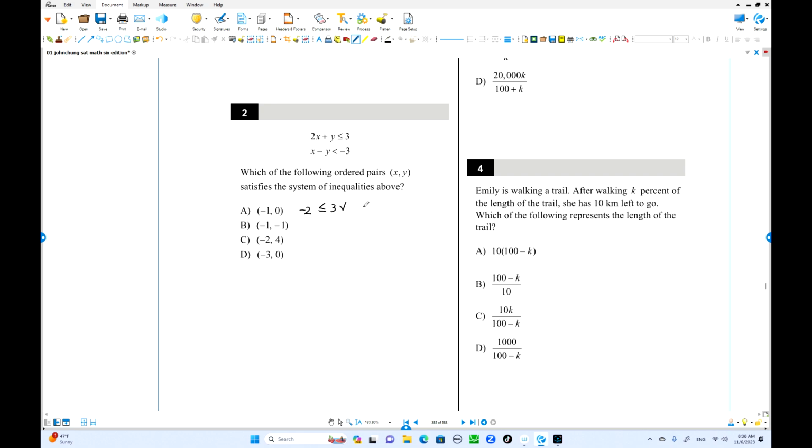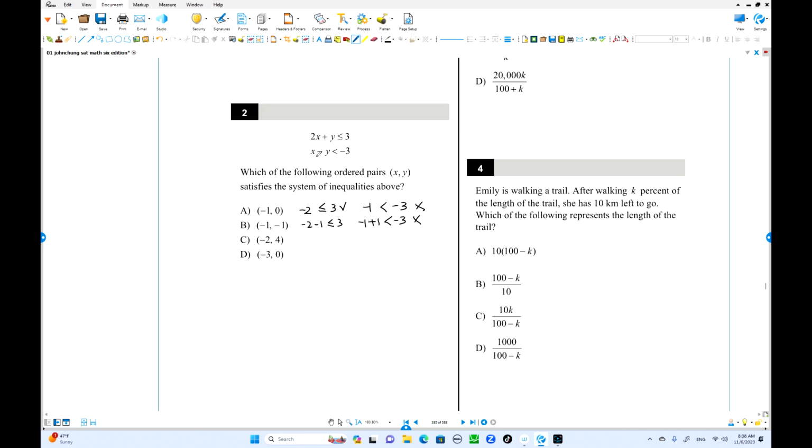Here x is -1, y equals 0. Is -1 less than -3? No, that is not working. Next, -2 minus -1 is less than 3, that's okay. But for the second one, -1 minus 1 is... it is not less than -3. Not working. Now try -2 and 4.